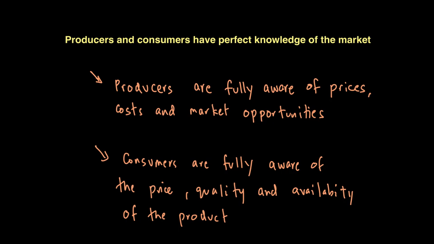Now, these assumptions that we've just discussed are very strict, and few, if any, industries in the real world meet these conditions. Probably agricultural markets are the closest to perfect competition, for example the market for carrots or whatever. These are probably where we can argue that the perfect competition conditions can be applicable.